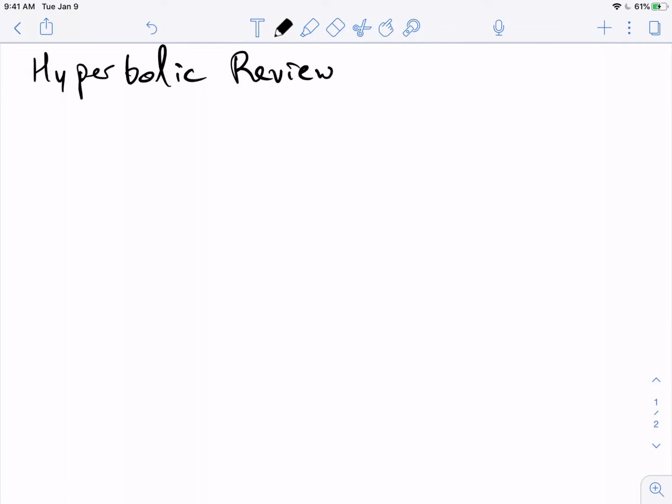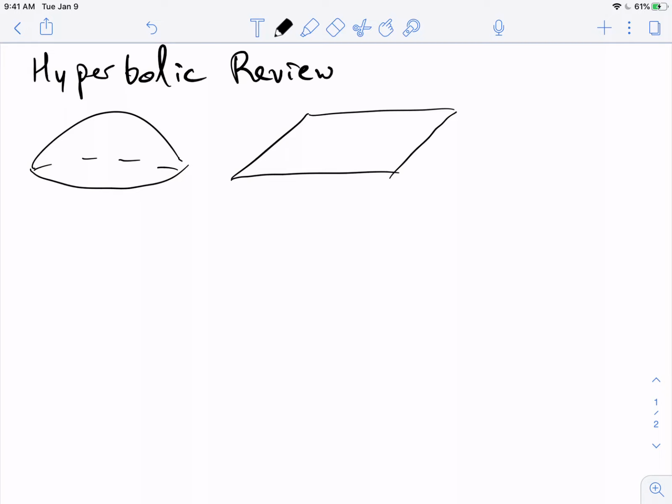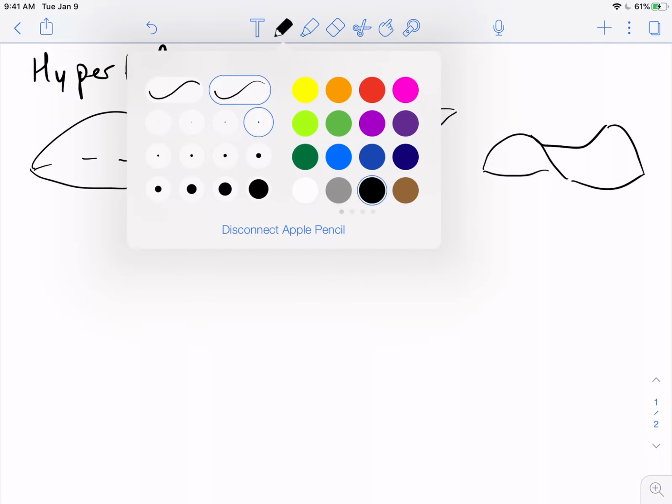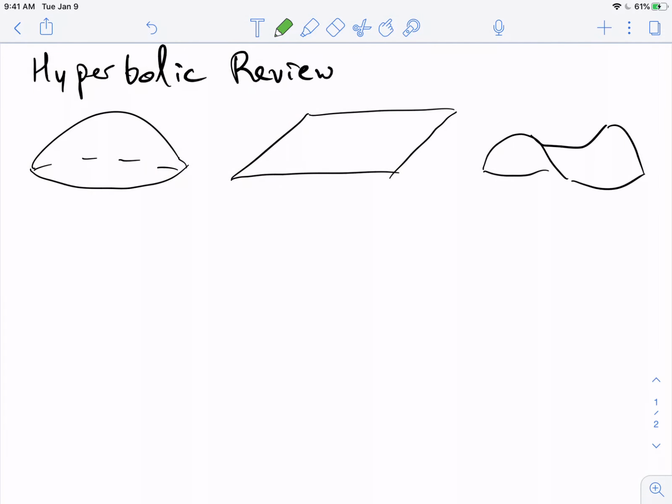So first I want to compare locally the three main spaces that we've looked at, which are the plane. So here's a little piece of the plane, the sphere. Here's a small segment of the sphere. And then locally hyperbolic space can be visualized as a saddle like this. And the key differences between these spaces can be seen by looking at what happens to lines that appear parallel as you extend them.